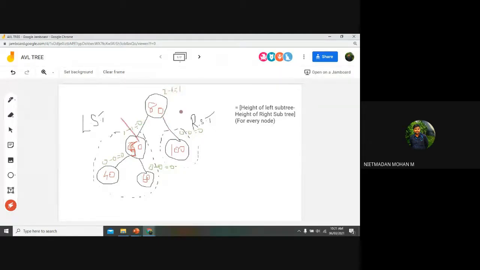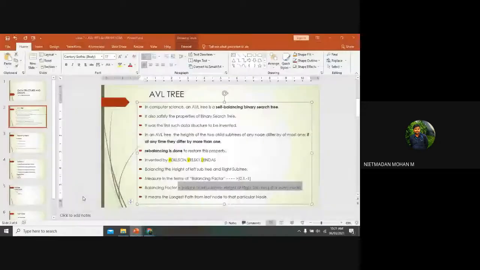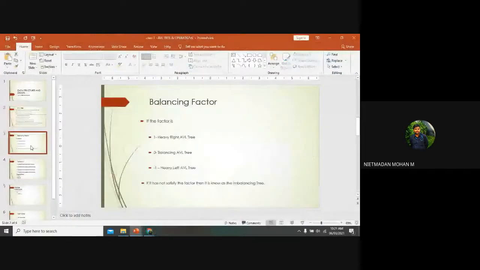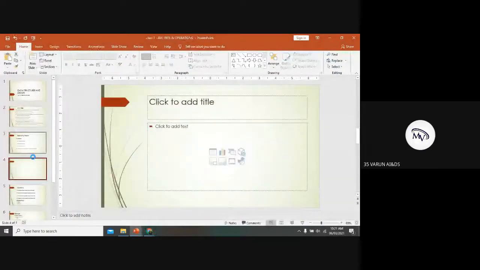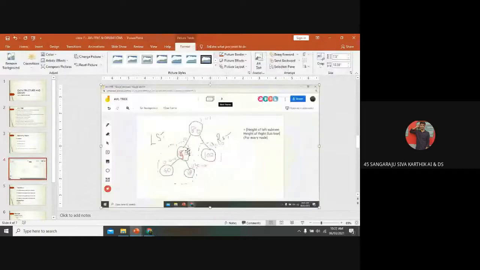So this is a complete binary tree. This is a self-balancing binary tree, so there is no need to do any operation in the AVL process. You do not need to rotate anything. As like that, this process is known as the self-balancing binary tree. Clear about this? Yes, sir.